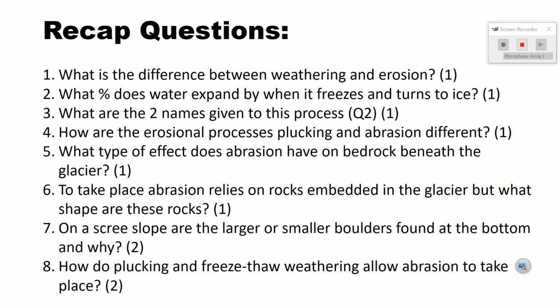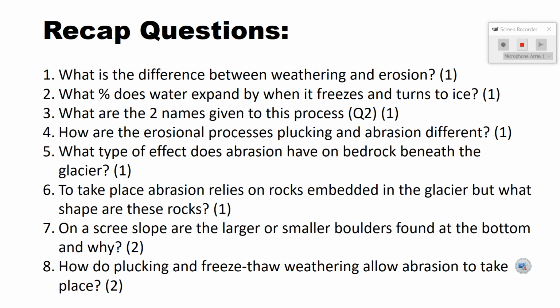Number 4, how are the erosional processes of plucking and abrasion different? So what's different about them? Number 5, what type of effect does abrasion have on bedrock beneath the glacier? What does it do to it? Number 6, to take place, abrasion relies on rocks embedded in the glacier. But what shape are these rocks?